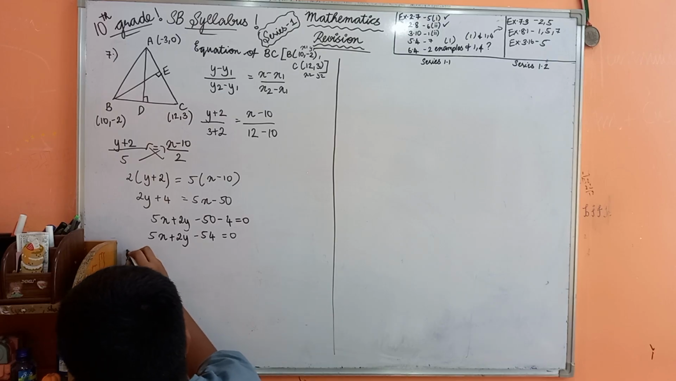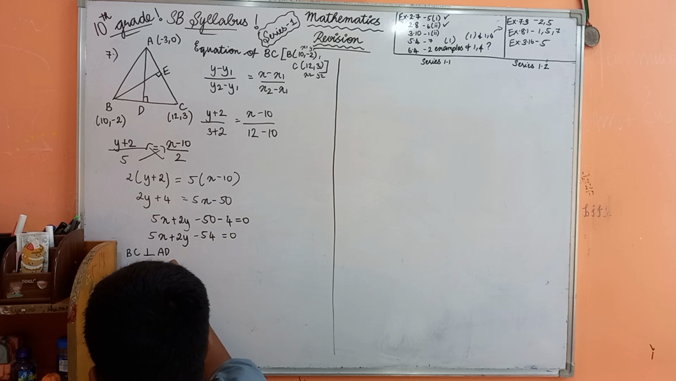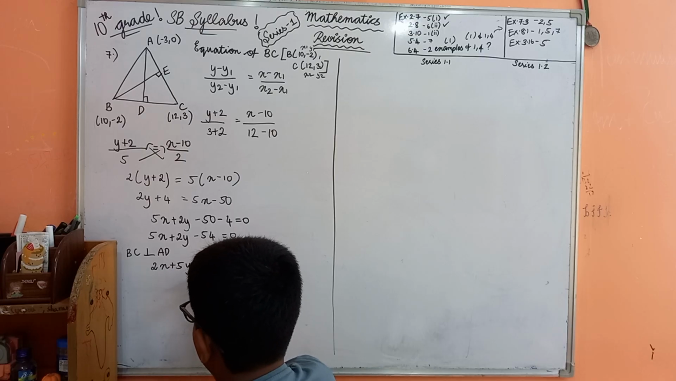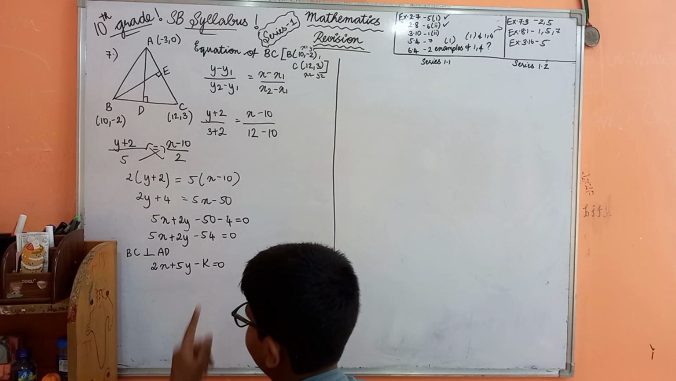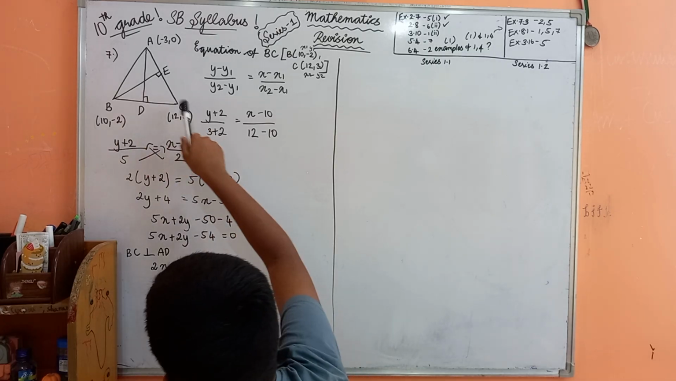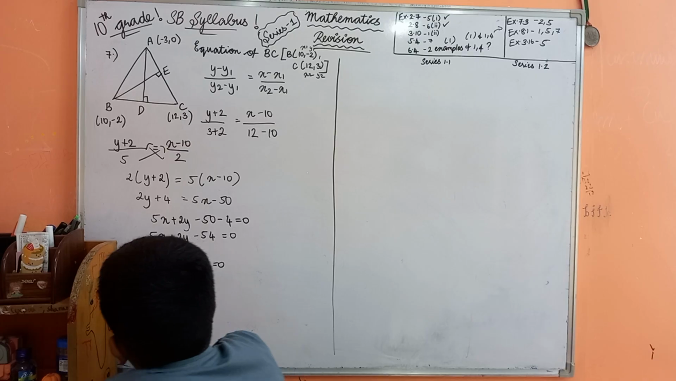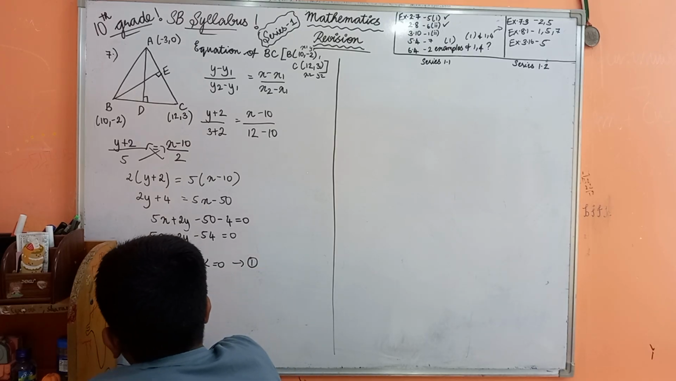You can say that BC is perpendicular to AD, which means the equation will be 2x minus 5y, so 2x plus 5y minus k is equal to 0. We're going to introduce a constant over here, so we're going to find k. So we're going to substitute A in x and y. So this is equation number 1. Substitute A, minus 3 comma 0, in 1.